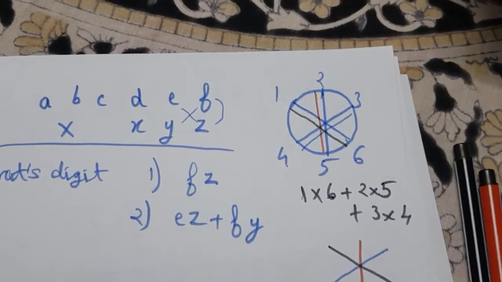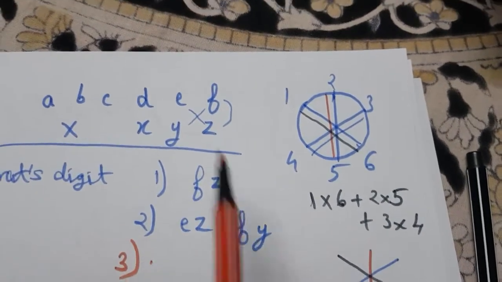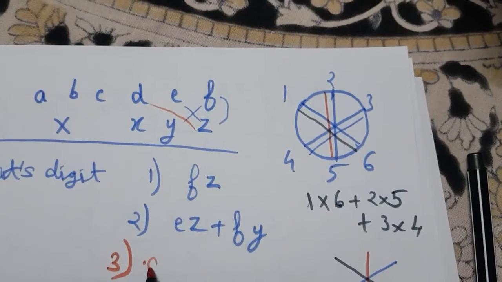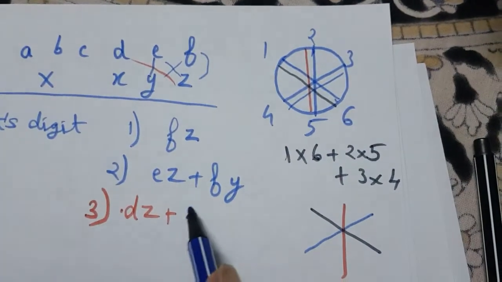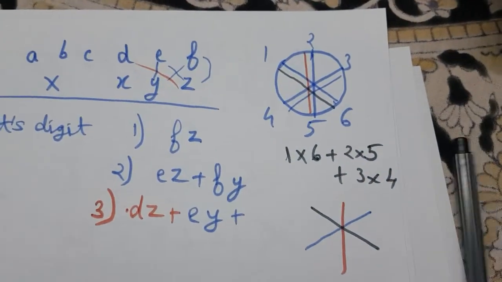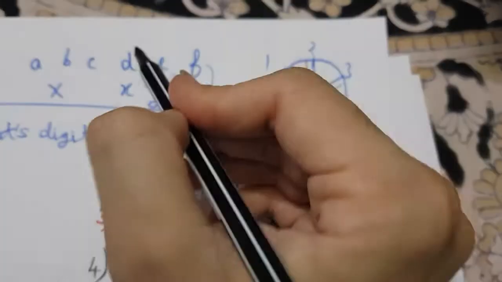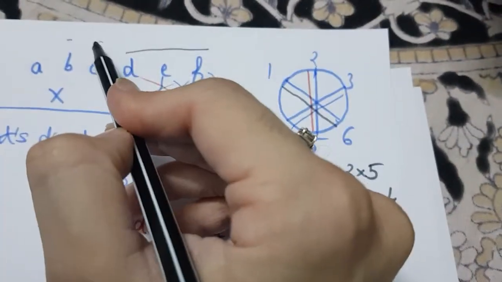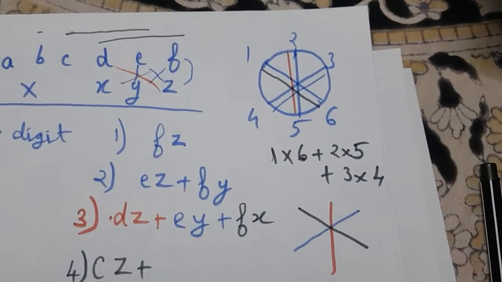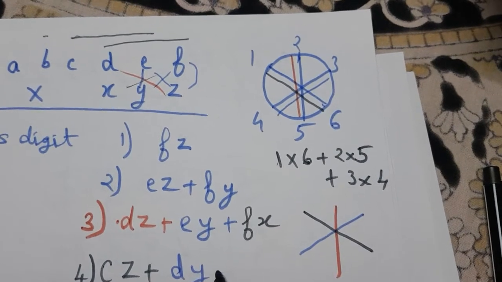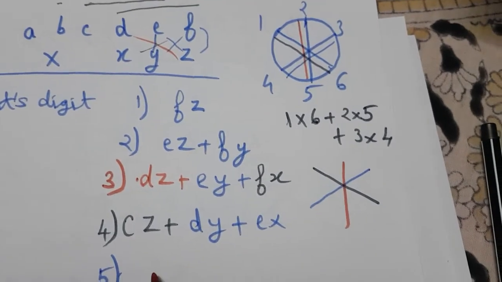So let us solve. Let us suppose the third step is this. You can see we have to multiply dz first, then ey, then fx. Now in the same way, the next step: we will do the same thing, cz plus dy plus ex. In the fifth step we will do almost the same thing.